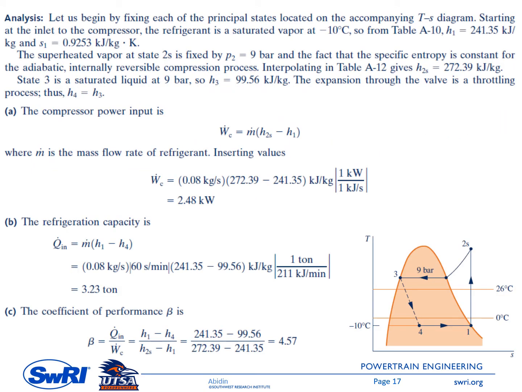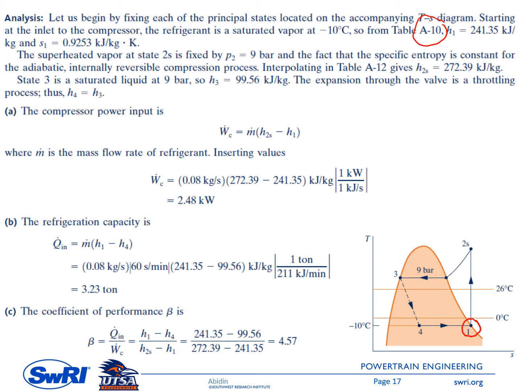And then like in the first problem, we need to fix the properties at each point. State number 1, the temperature is minus 10 degrees C, so you will need to use table A10. The refrigerant is 134A, so go to table A10 and look at the properties at minus 10 degrees C. At point 1, this is saturated vapor, so you need to look at the properties for the g subscript.